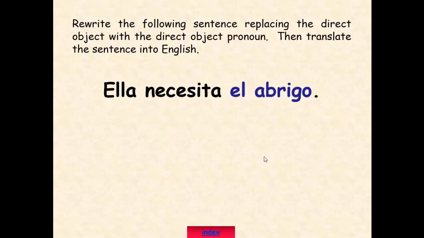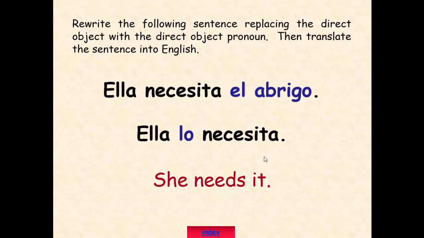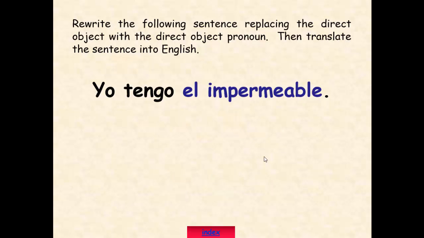Ella necesita el abrigo. All right, this one doesn't give you the pronoun, so you're going to have to think a little bit. She needs the raincoat. It's masculine and singular, so your pronoun is going to be lo. Ella lo necesita. She needs it. Yo tengo el impermeable. Same thing. What's the pronoun? It's masculine and singular. It's going to be lo. Yo lo tengo.